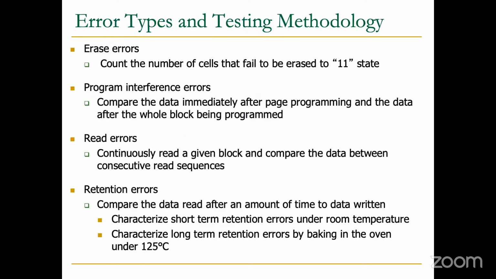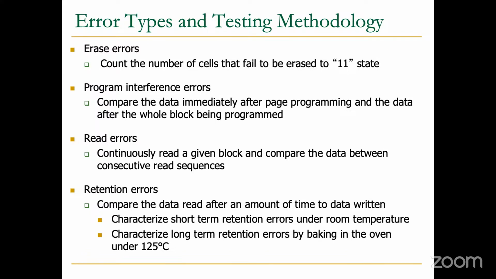So the main characterization result is that we have erase errors. As I said, for that we count the number of cells that fail to be erased to the 11 state, which is the erase state, right? So we do erasing, and then we read from that block and check whether all the pages in that block have 11. There could be some cells or pages that have a non-11 state, which shows that our erase procedure was not perfect. And we also want to check program interference errors.